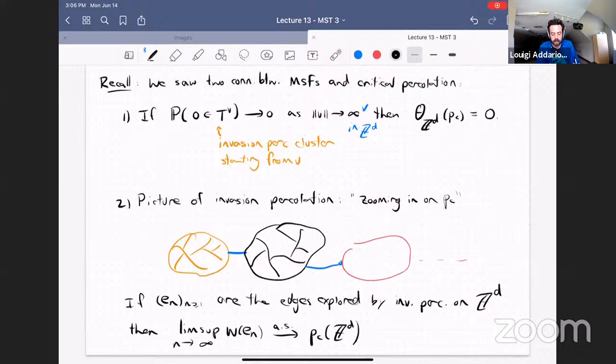Okay. I think I'll leave the discussion there. And now, unless there are questions, focus in on the case of two dimensions, which is a setting where a little more can be said using the special structure of planar percolation.